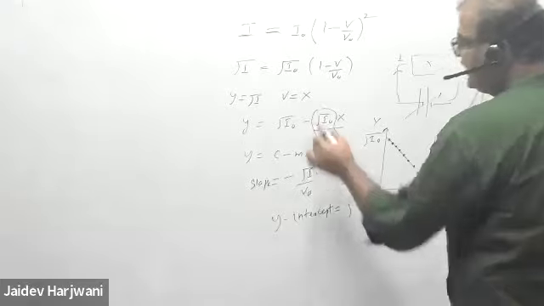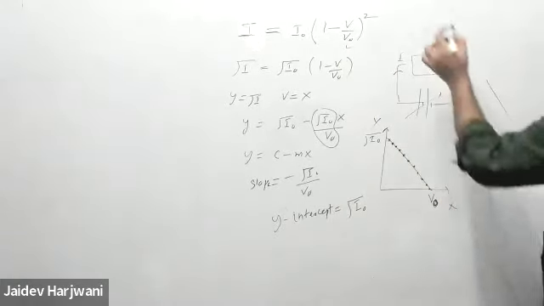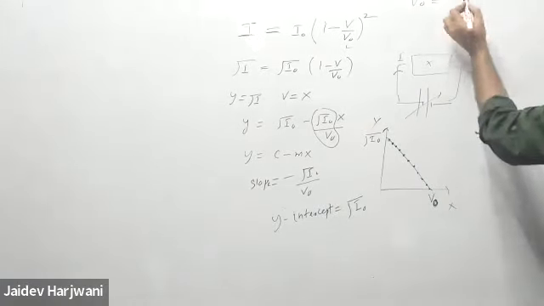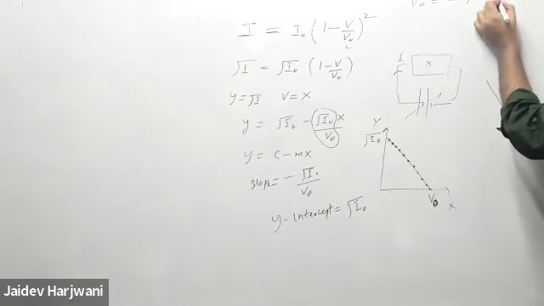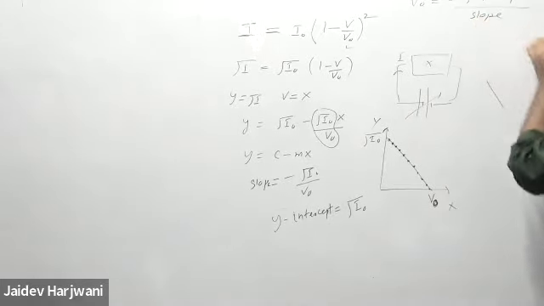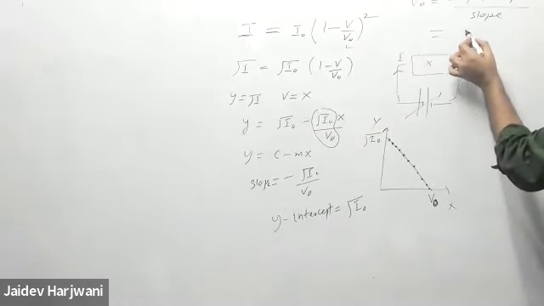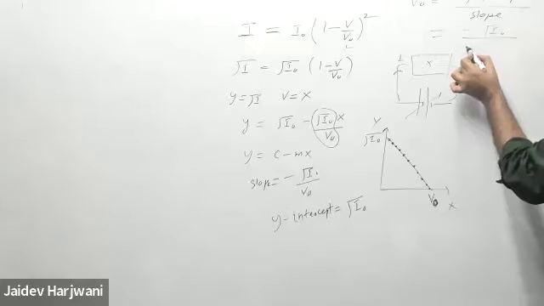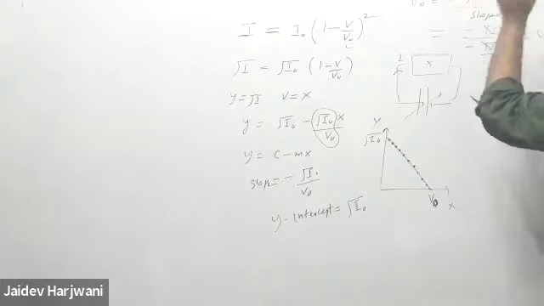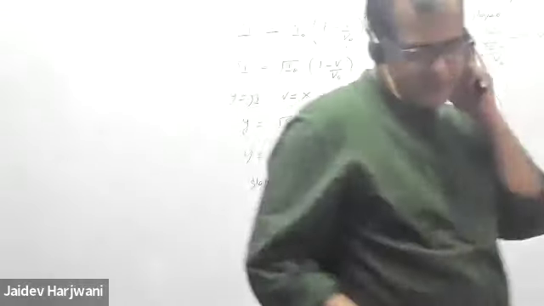And the second thing I want to find is V naught. How can I find V naught? Tell me. I'll take minus of the y-intercept divided by the slope. The slope itself is negative. So minus y-intercept is minus root I naught, and the slope is minus root I naught upon V naught. So this gives me V naught. Which is the option? Option D is the correct option.